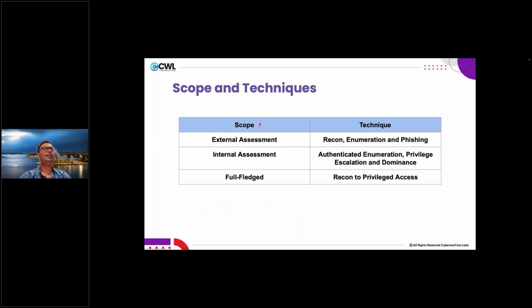Then scope and techniques. So as I already mentioned, if the red team scope is, let's say, external assessment, that they are doing things externally from the outside, right? So the majority of the techniques that they will follow are reconnaissance, enumeration, or phishing, right?